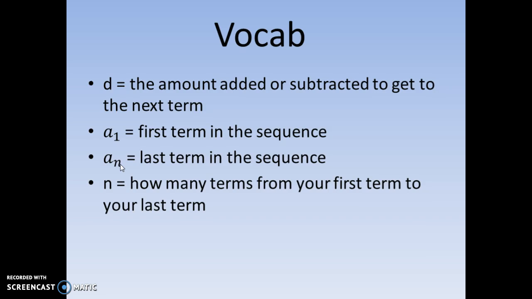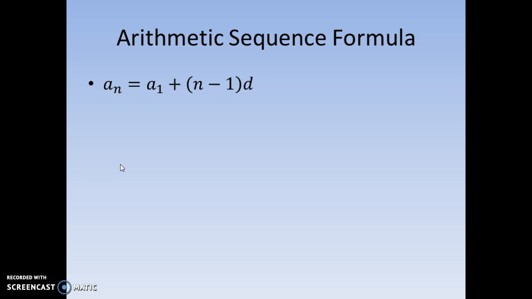So I'm going to let you guys start by trying to figure out an equation to find the nth term. I'll give you 20 seconds. Let's see if anybody can come up with something quick. So, the correct equation for this is a sub n equals a sub 1 plus (n minus 1) times d.